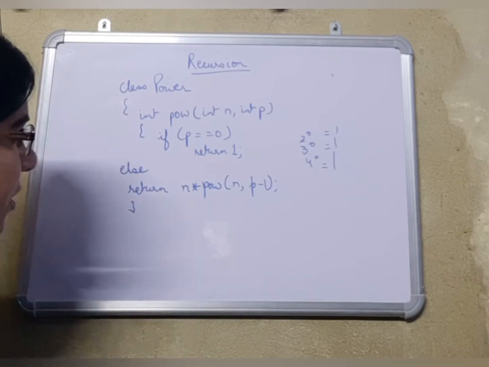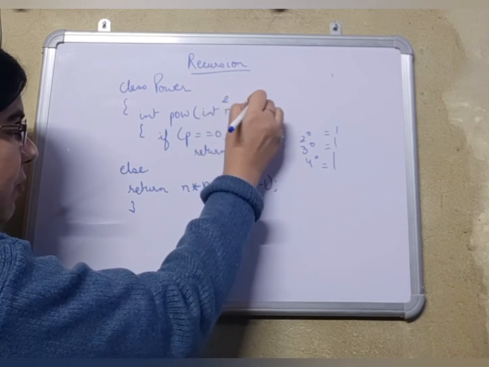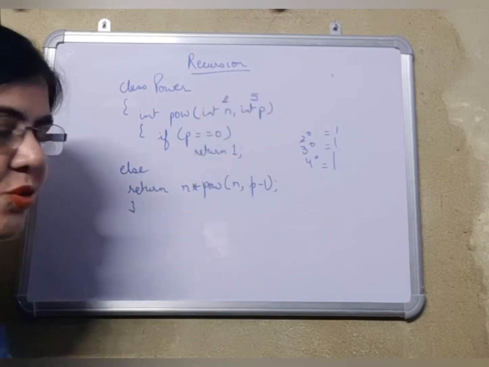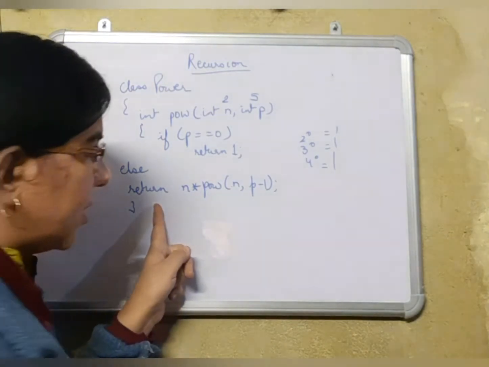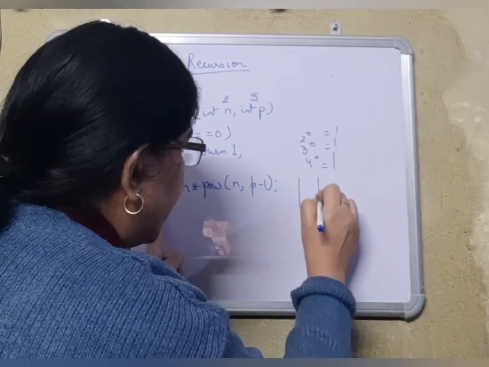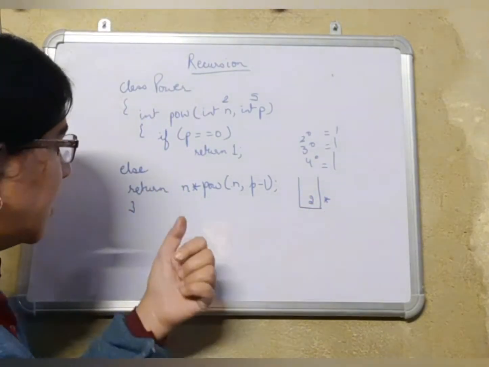Now let's see how it works. Suppose this is 2 and this is 5. 5 is equal to 0 is a false condition. So it will come to the recursive part, and here 2 will be kept in the memory with the operator waiting outside.